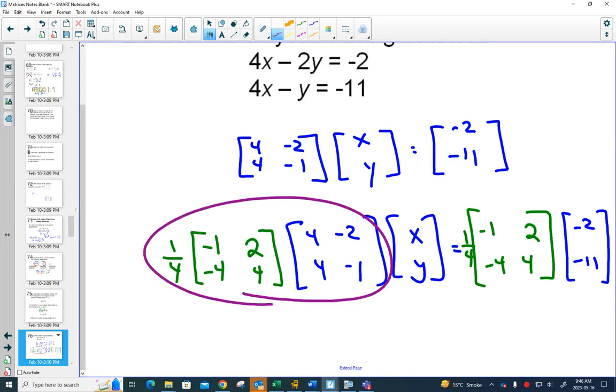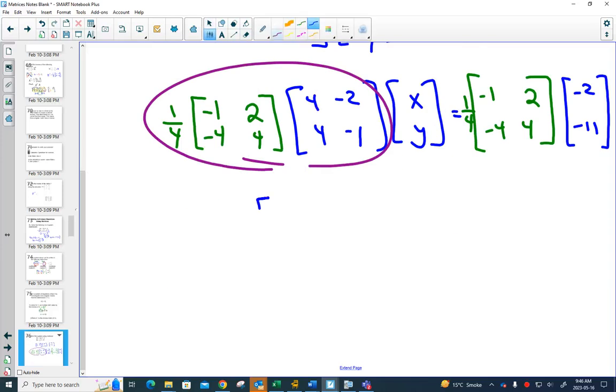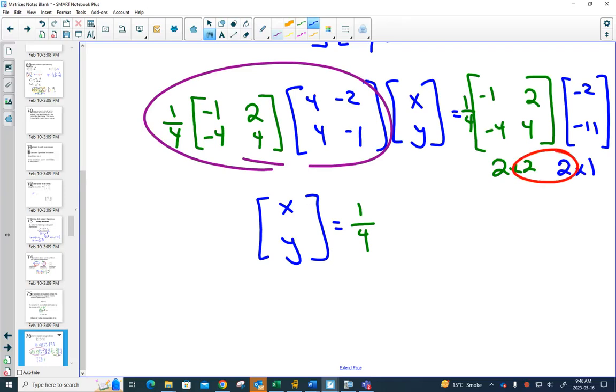This whole part, an inverse times itself, will be the identity matrix. That will simplify to just be 1, and 1 times anything is just 1. So we will be left with, on this side, just x and y. And on this side, we're going to have to multiply. My recommendation is to keep the 1/4 out in front to start with, and take this 2 by 2 and multiply it by this 2 by 1. Notice your middle numbers are the same, and your answer here will be a 2 by 1.